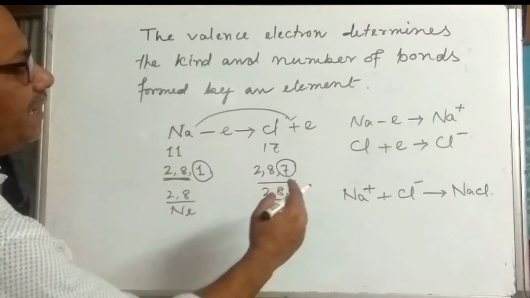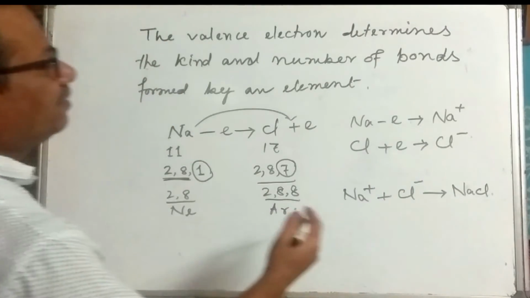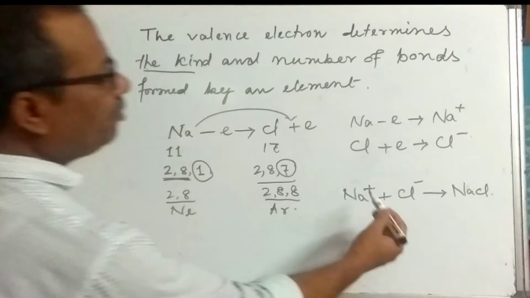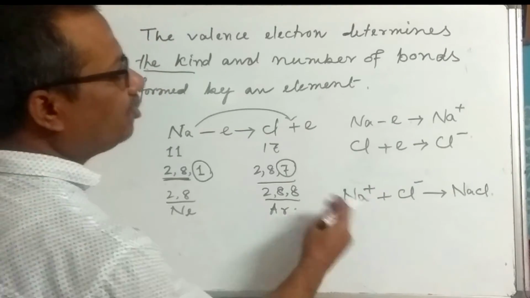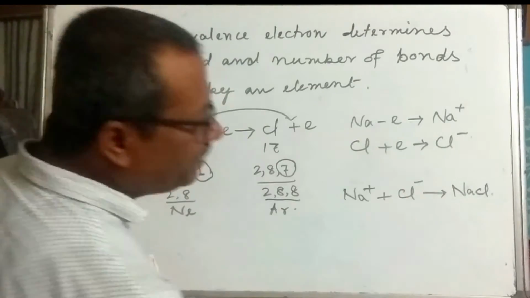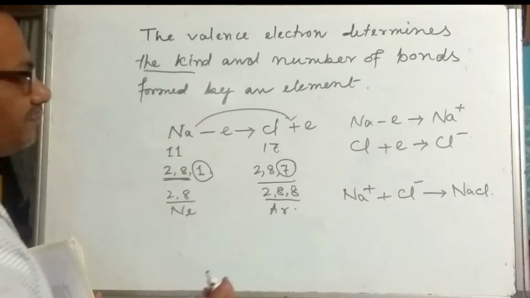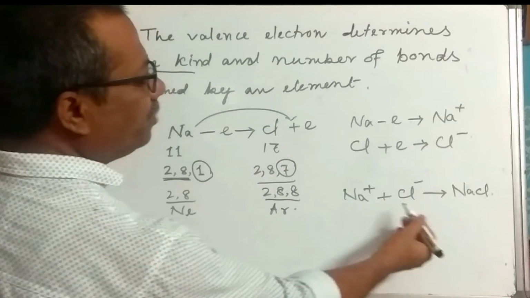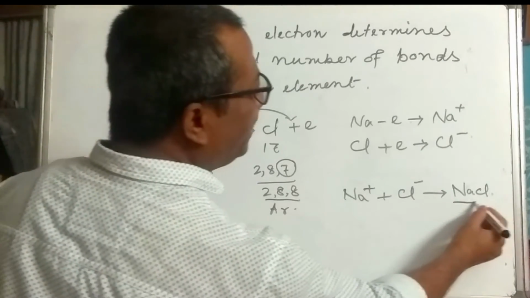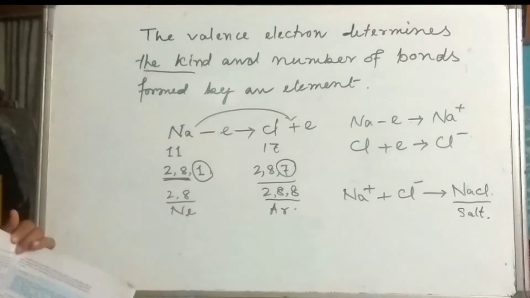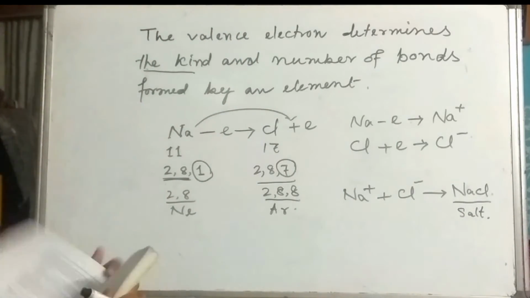It is electron transferring. What is the kind of the bond? Electron transfer. That means sodium donating the electron and chlorine accepting the electron. Donating and accepting, electron transfer. Through electron transfer, sodium chloride, this is salt, is formed. How many bonds? Here there is only 1 bond.